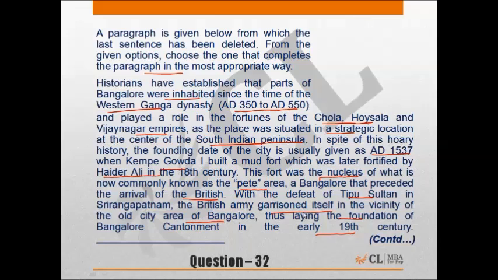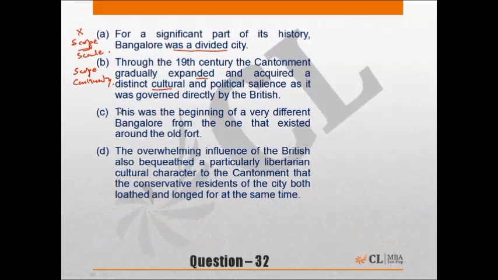End of the passage, it says, with the defeat of Tipu Sultan, the British army garrisoned in the vicinity of old area of Bangalore, thus laying the foundation of cantonment in the early 19th century. And then through the 19th century, cantonment gradually expanded and so on and so forth. So it is taking the thought forward, so on account of continuity it is okay. On scope, it appears to be okay, but my only issue is it is possibly becoming a little narrow. Rather than Bangalore as a whole, it is shifting the focus to Bangalore cantonment. But at this point of time, I will not eliminate this choice.